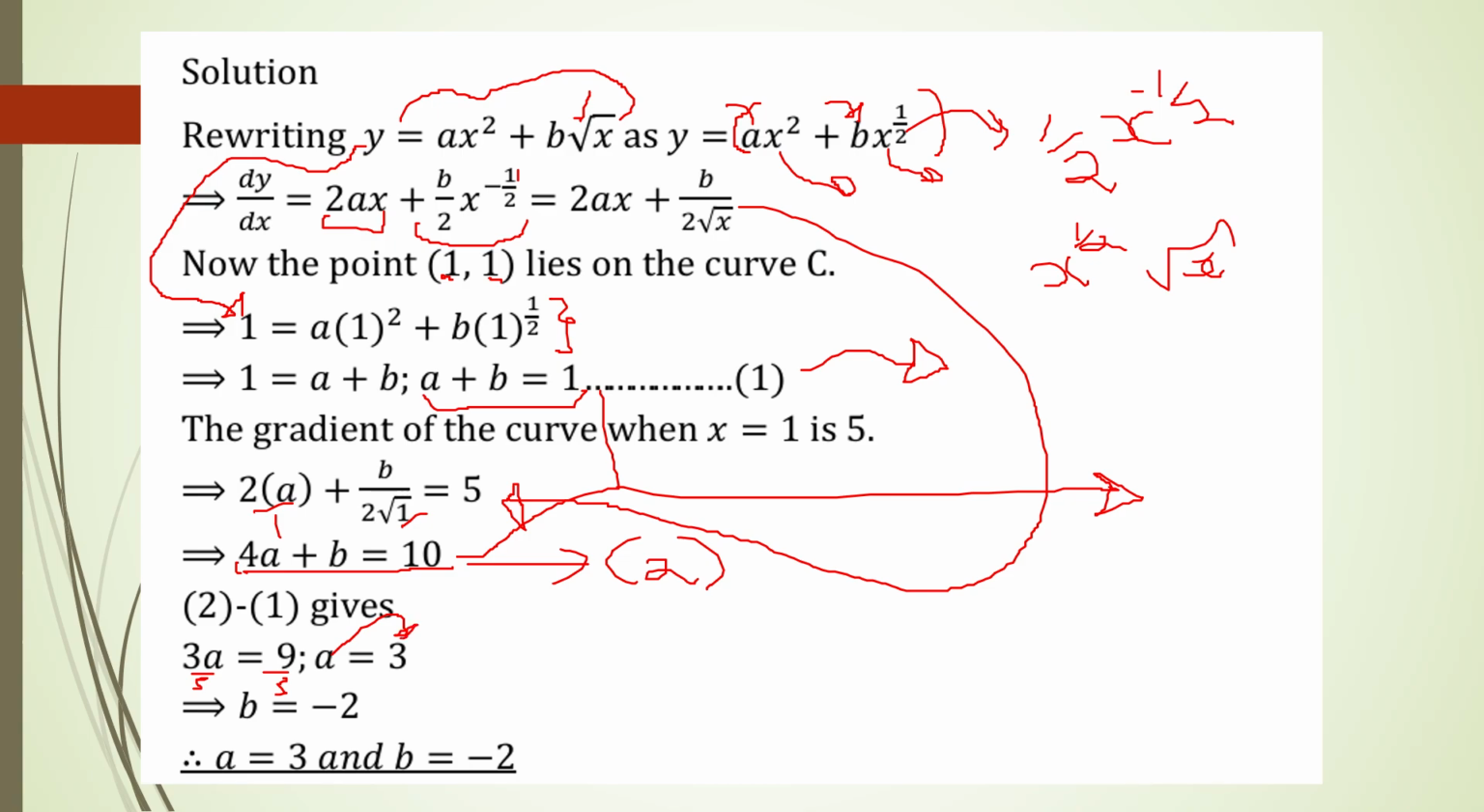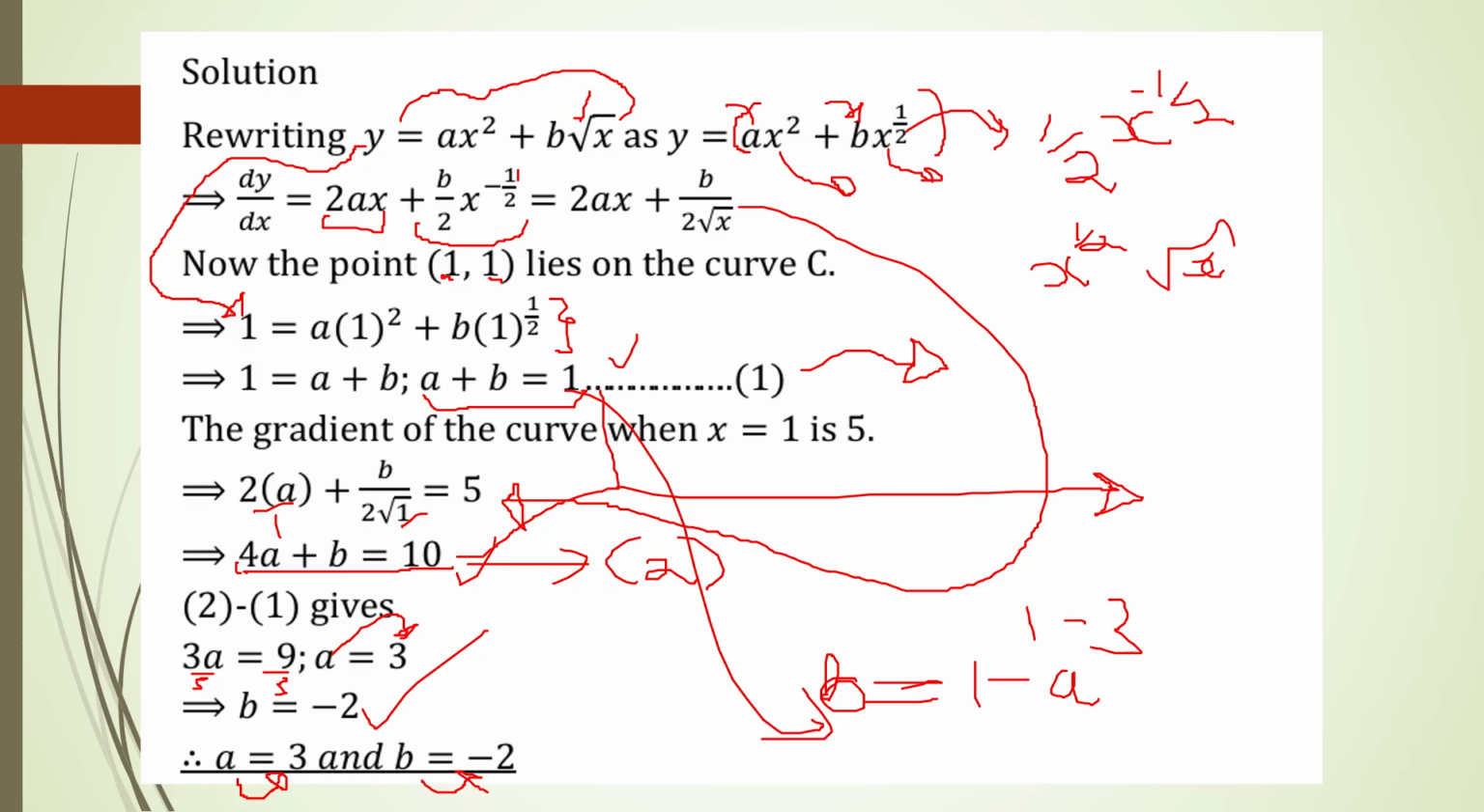Then we use either equation 1 or 2 to find the value of b. If you solve using equation 1, you're going to have b equal to 1 minus a, which is the same as 1 minus 3. So b is going to be equal to negative 2, which was the question requirement. And then we make a conclusion that therefore the value of a is equal to positive 3, and the value of b is equal to negative 2, as required by the question.